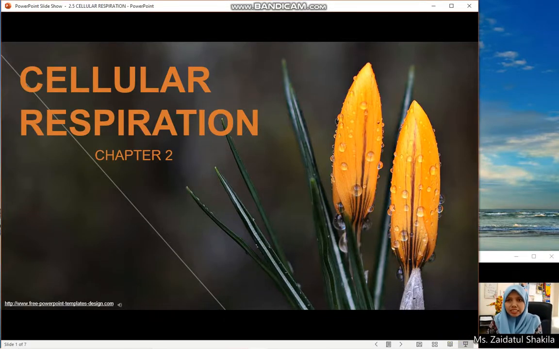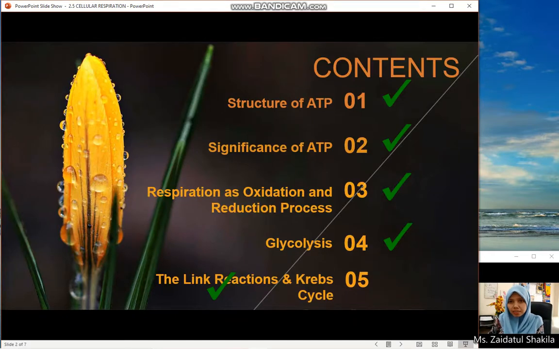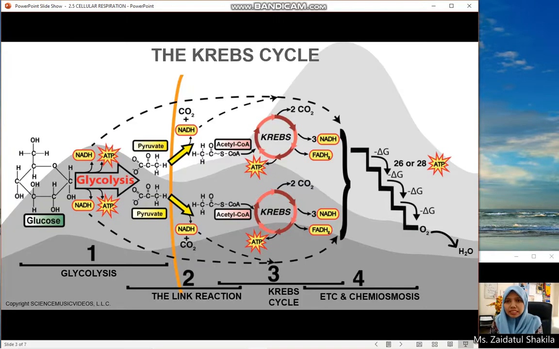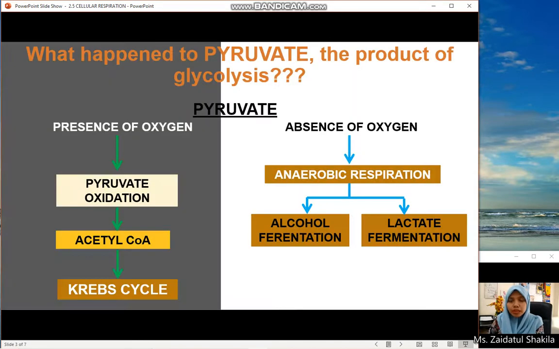We've done the link reaction. Now let's move on to the Krebs cycle. So the Krebs cycle is the third process in cellular respiration. Let's revise what happened to the pyruvate. So pyruvate needs to convert itself into acetyl coenzyme A before it can continue to the Krebs cycle during pyruvate oxidation. Now we have the acetyl coenzyme A.